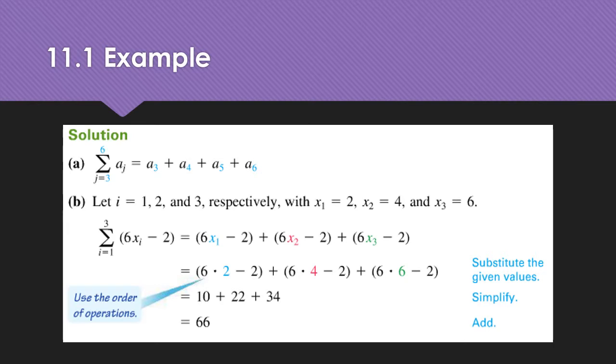For part B, we actually have an equation. So i is going to be 1, 2, and 3. We start at 1, we end at 3. x sub 1 is going to be 2. x sub 2 is going to be 4, and x sub 3 will be 6. And we substitute those values in and add them together, and we get 66.